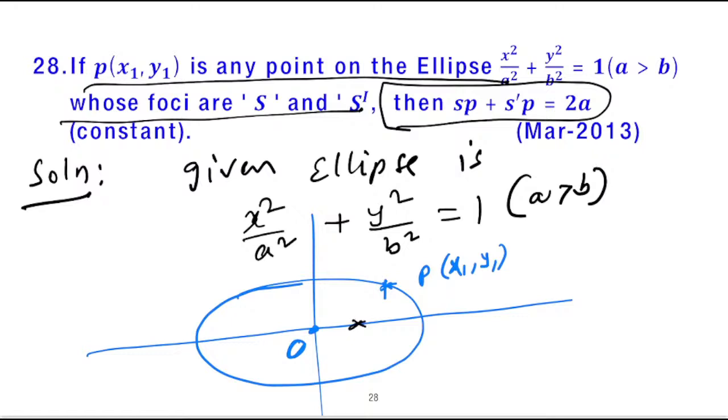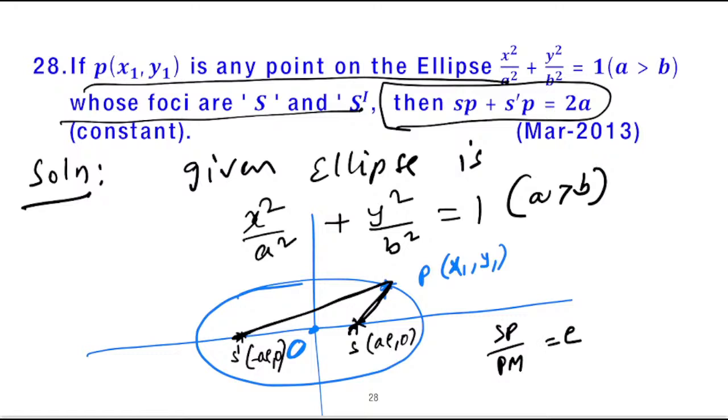And what will be your S? S is ae comma 0 and S dash is minus ae comma 0. Now join these two. First of all, what is SP? Do you remember? SP by PM is e. That's the definition of conic section. So SP is e times PM. Do you know what PM is?